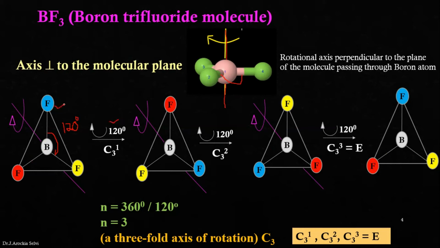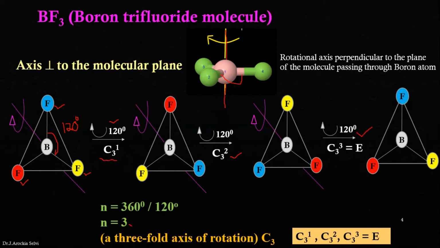So the positions of the fluorine atoms have been shifted, you could see here. The blue color fluorine atom is shifted in place of yellow, yellow is shifted in place of red, and red is shifted in place of blue. Likewise, we get the indistinguishable configuration again by doing one more rotation through 120 degree, and again one more rotation through 120 degree. So the first time if it is done, then it should be represented as C31.